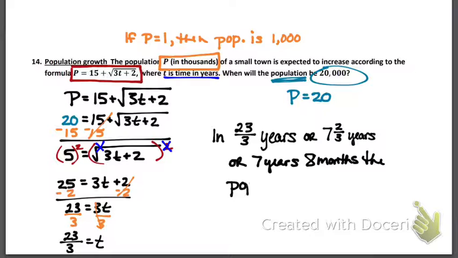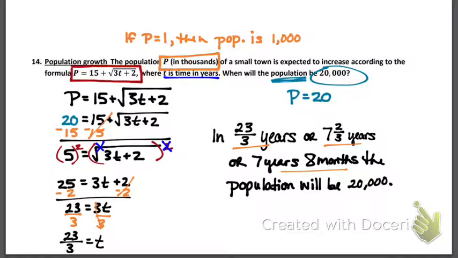And the population will be 20,000. You do not have to give me all 3 of these. Give me 1.